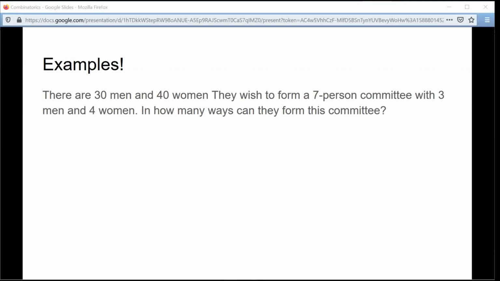Okay, so note that it says 7-person committee. So whenever you see the word committee, then all the positions are going to be the same. So for example, if you had 7 entries, then a person being the first person in the committee, and the person being the 4th person in the committee would actually be the same, since in a committee, there's no placement of people.